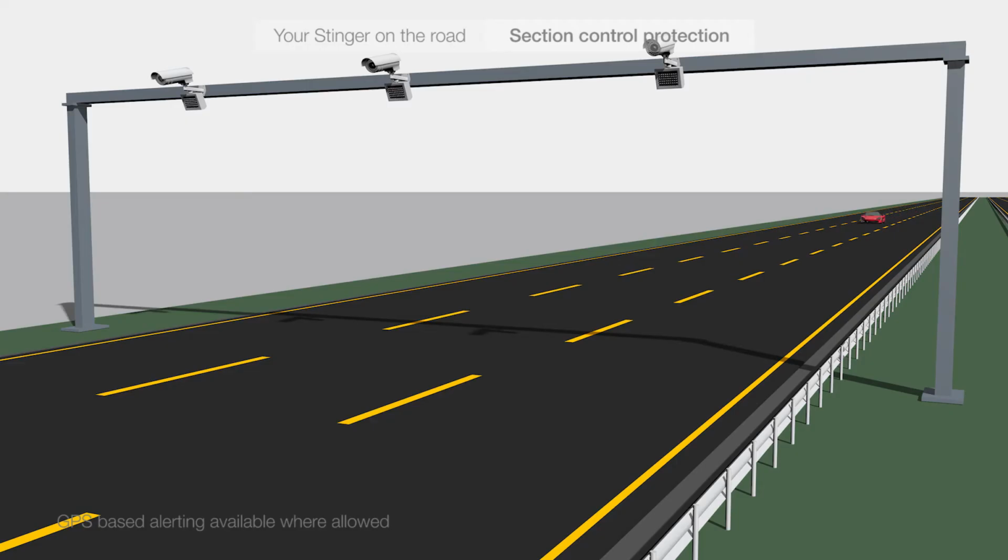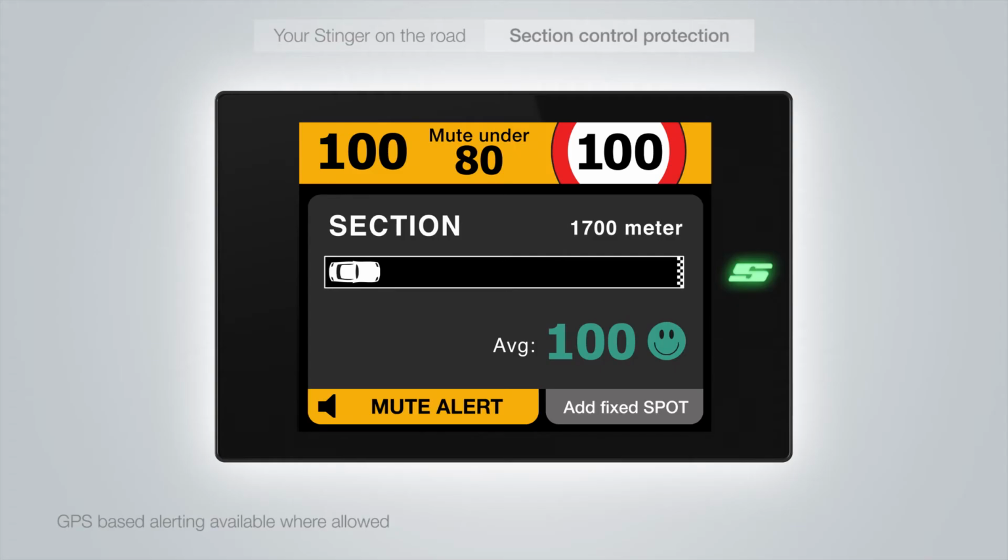About 15 seconds after the initial alert, you enter the section control. Your View gives you the following information. This is the remaining distance of the section in numbers and as a graphic. Your real-time average speed from the beginning of the section until now. As long as your average speed is on or under the limit, you'll see a green smiley face.